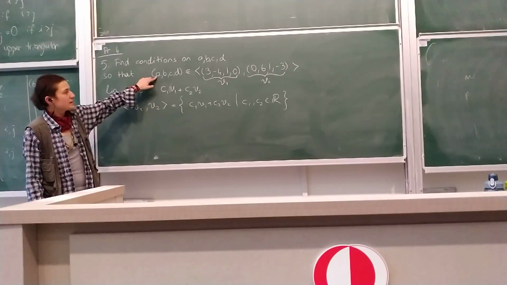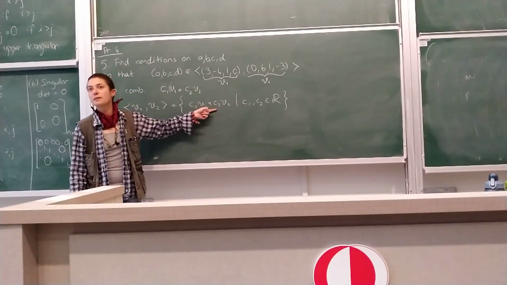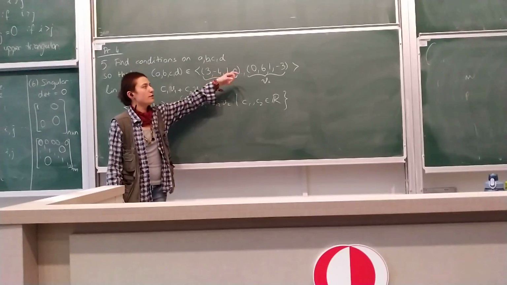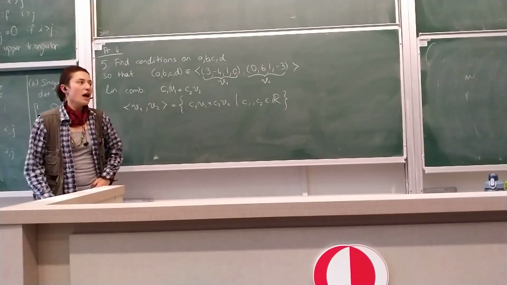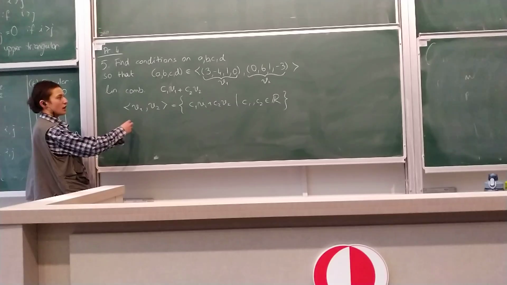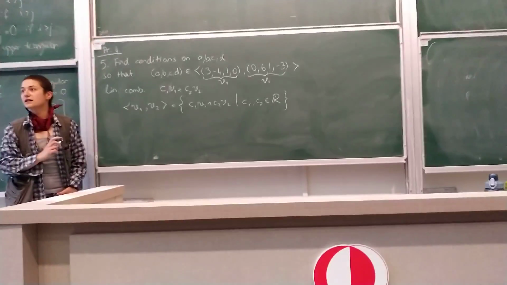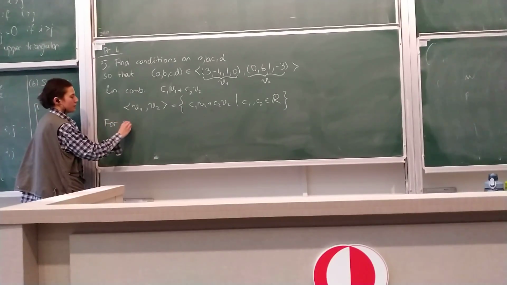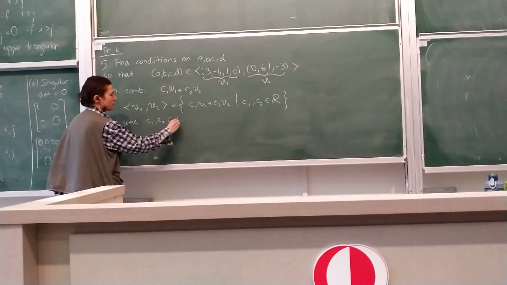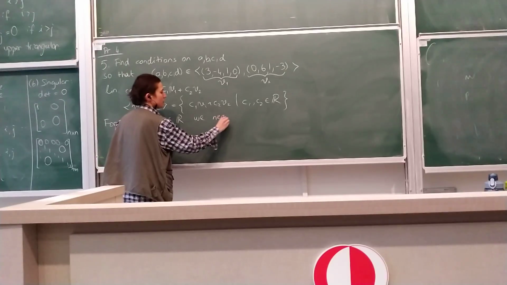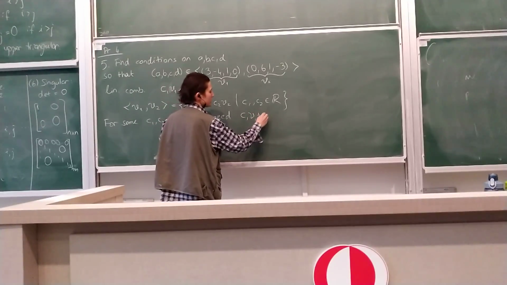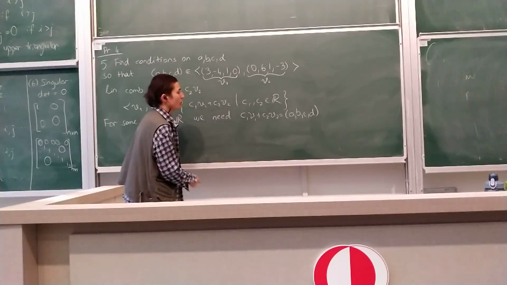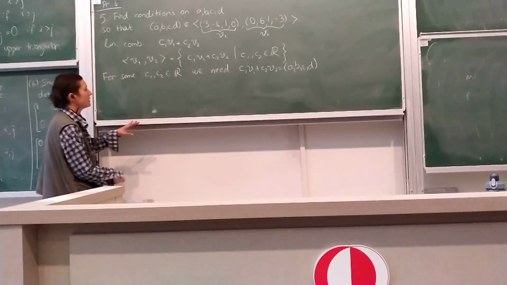So I want ABCD to be inside this, meaning I want the vector ABCD to be a linear combination of V1 and V2. What should I do? I check for some scalar C1, C2. Okay. For some C1, C2 in reals, we need C1 V1 plus C2 V2 to be equal to ABCD. What is this? Let's understand this one.